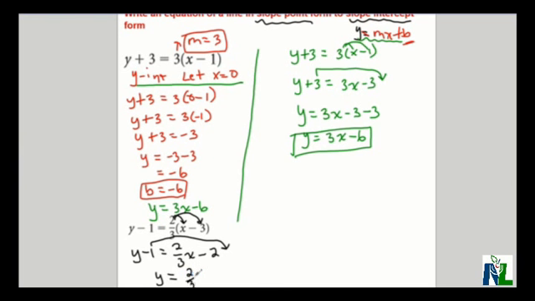2/3 x subtract 2 plus 1, which gives us y equals 2/3 x subtract 1. And here's the equation in slope-intercept form.